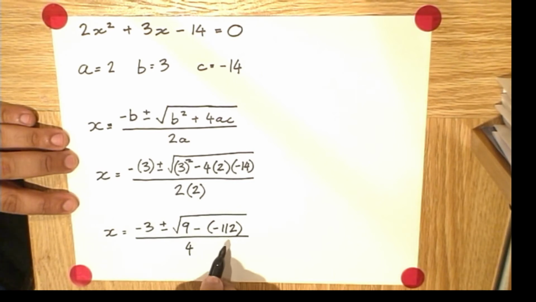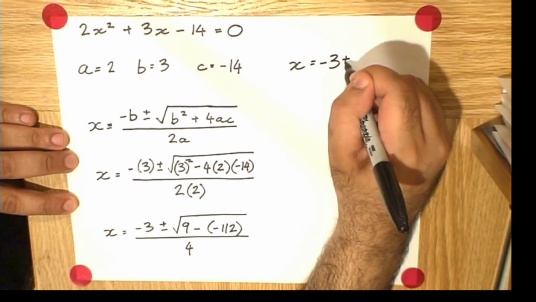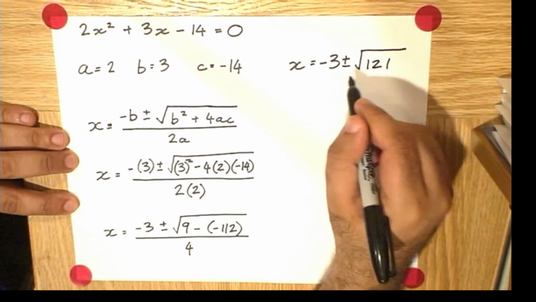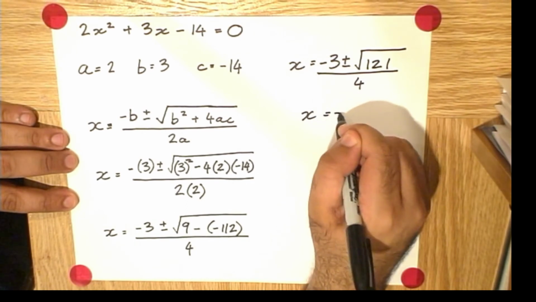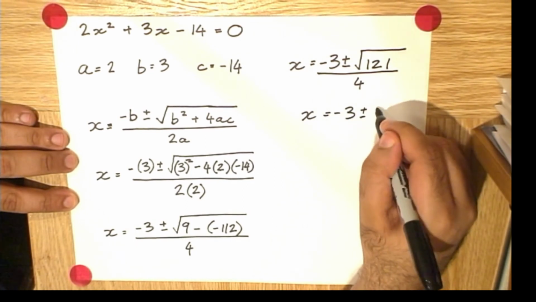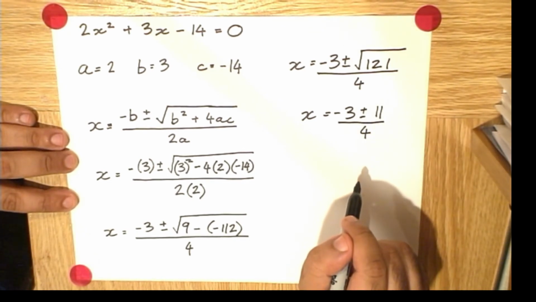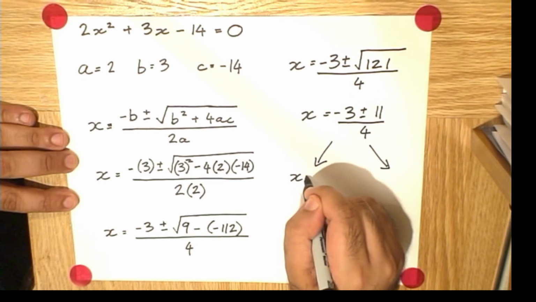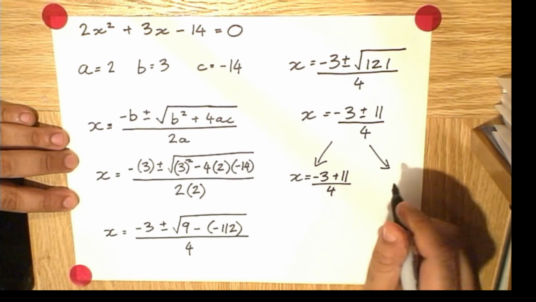Let's keep simplifying this. Nine minus negative 112 gives us 121. And the square root of 121 is 11. So now we can break this into the 2 solutions. The positive solution and the negative solution.